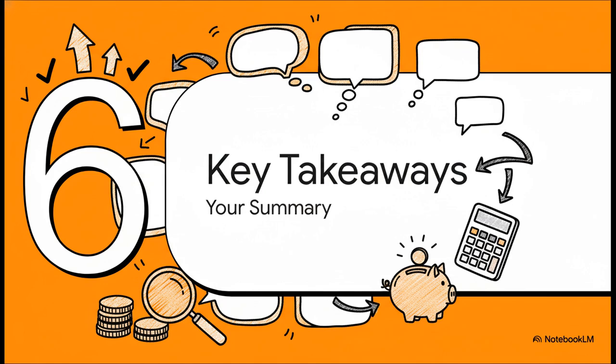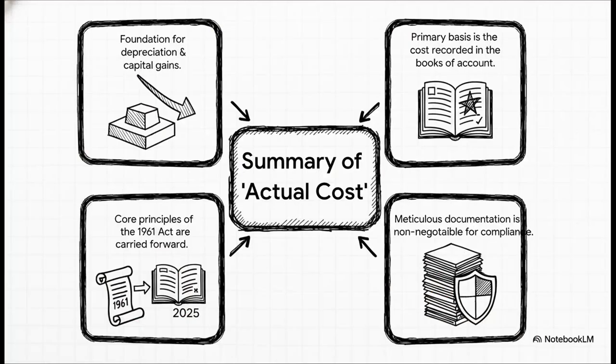Phew! We've covered a lot of ground. So, let's boil everything down into a few key takeaways to make sure the most important concepts really stick. To sum it all up, first, actual cost is the starting point for both depreciation and capital gains. Second, under the 2025 Act, the value in your books of account is king. Third, the fundamental ideas from the old 1961 Act are still very much alive, so your existing knowledge is still incredibly valuable. And finally, meticulous documentation isn't just good practice. For compliance, it's an absolute necessity.